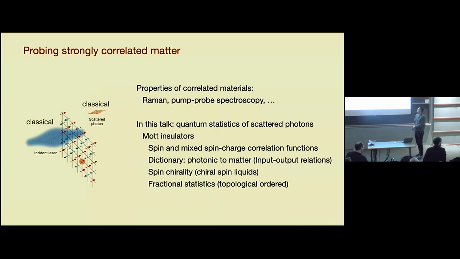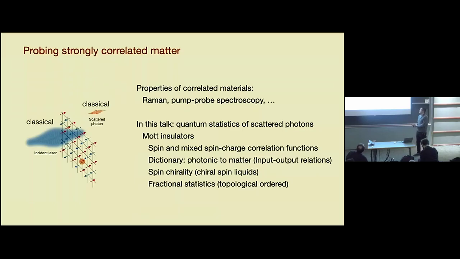Conventional methods for probing strongly correlated matter include, for example, Raman and pump-probe spectroscopy, and in all cases the input field and the scattered photons can be considered as just classical fields. The question I'm going to explore in my talk is: what can we infer from the quantum statistics of scattered photons when we treat them as quantum particles? I'm going to demonstrate that correlations between scattered photons enable novel probes of Mott insulators, in particular spin and mixed spin-charge degrees of freedom.